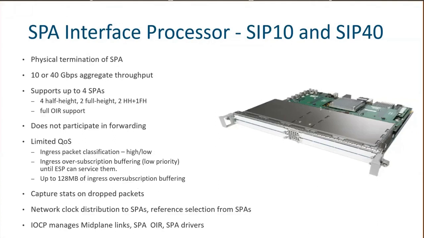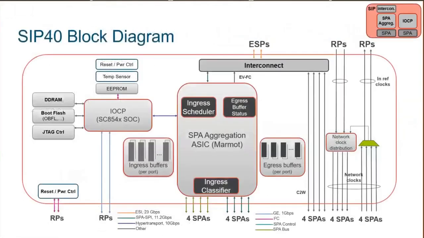It has a 128 MB buffer limit to buffer the packets in case of oversubscription. So if the QFP is not yet ready to take the packets from the SIP, the SIP has the ability to store up to 128 MB of packet data. So this is the overview of a SIP module. Let's go to the SIP block diagram.